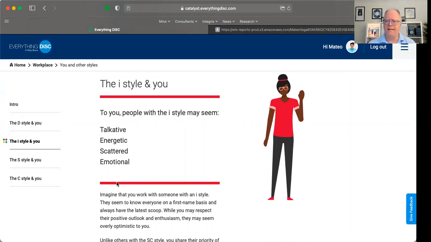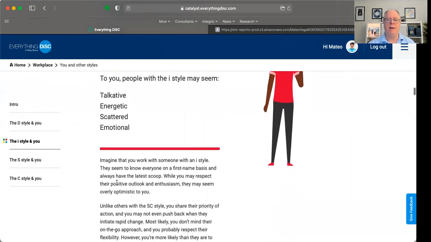I think that person is actually this I style. Let me learn a little bit more about that style and better be able to understand it. You can get a description of the I style. Here's how people in the I style might seem to Mateo.